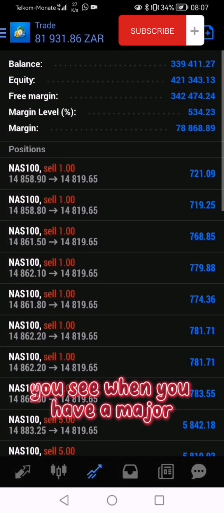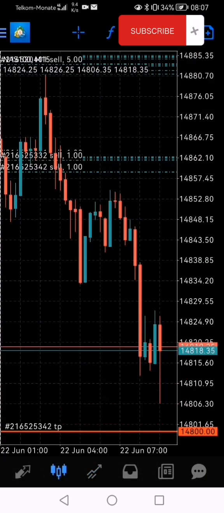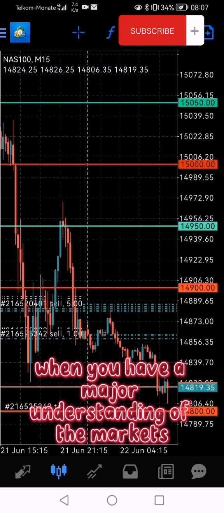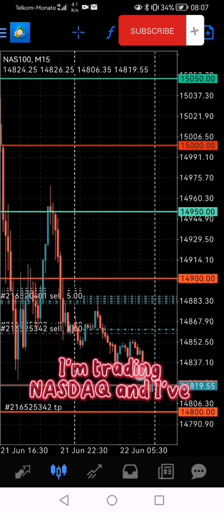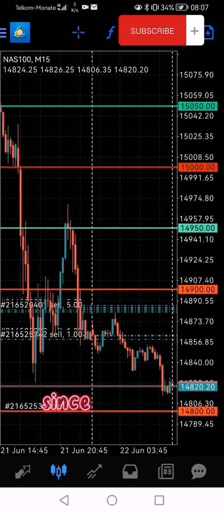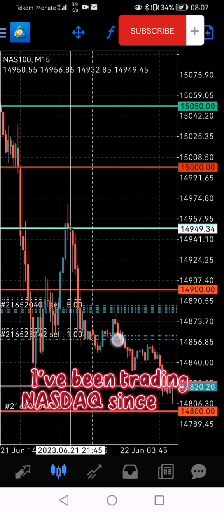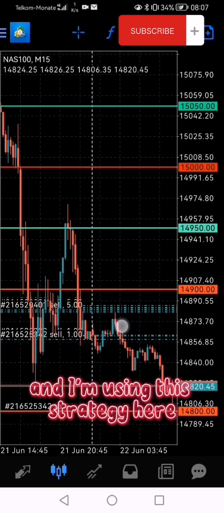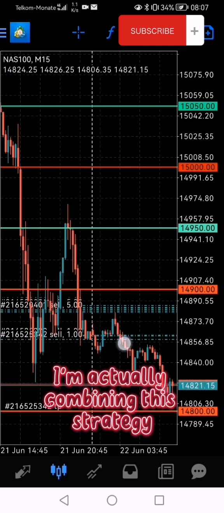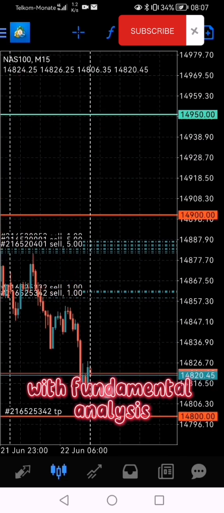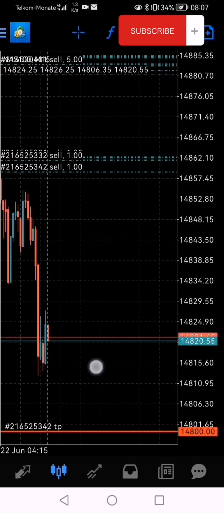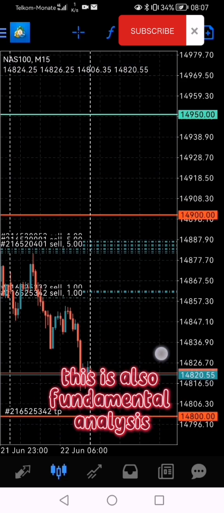You see, when you have a major understanding of the market, this is what happens. I'm trading Nasdaq, and I've been trading Nasdaq since last week, and I'm using this strategy here. I'm actually combining this strategy with fundamental analysis. This isn't just technical analysis. This is also fundamental analysis.